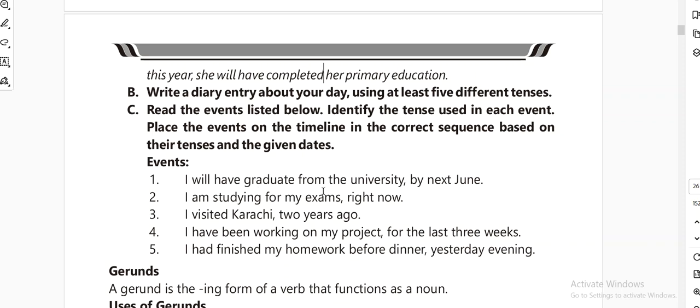I will have graduated from the university by next June. Second sentence is I am studying for my exams right now. Third sentence is I visited Karachi 2 years ago. Fourth, I have been working on my project for the last 3 weeks. Fifth, I had finished my homework before dinner yesterday evening. So I have prepared this answer. Let me show you.